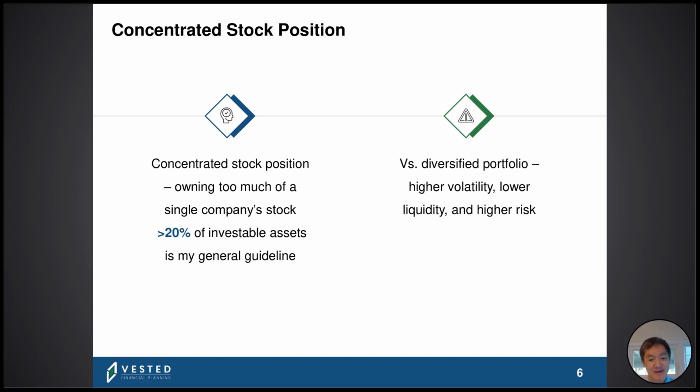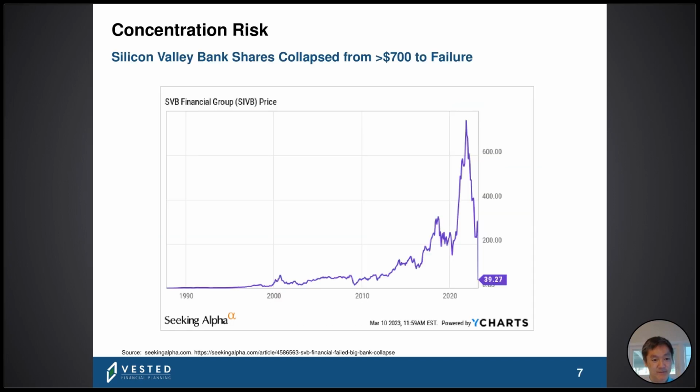Now, let me illustrate what the real risk is. This chart is showing you Silicon Valley Bank shares. You can see it was up above $700 a share, and then the bank failed. Some of you, I'm sure, are familiar with this, but Silicon Valley Bank was the 16th largest bank, been around for decades, and the company was doing well, stock was doing well, and then in March of 2023, there was a bank run, and the bank failed. Stock was worth nothing.